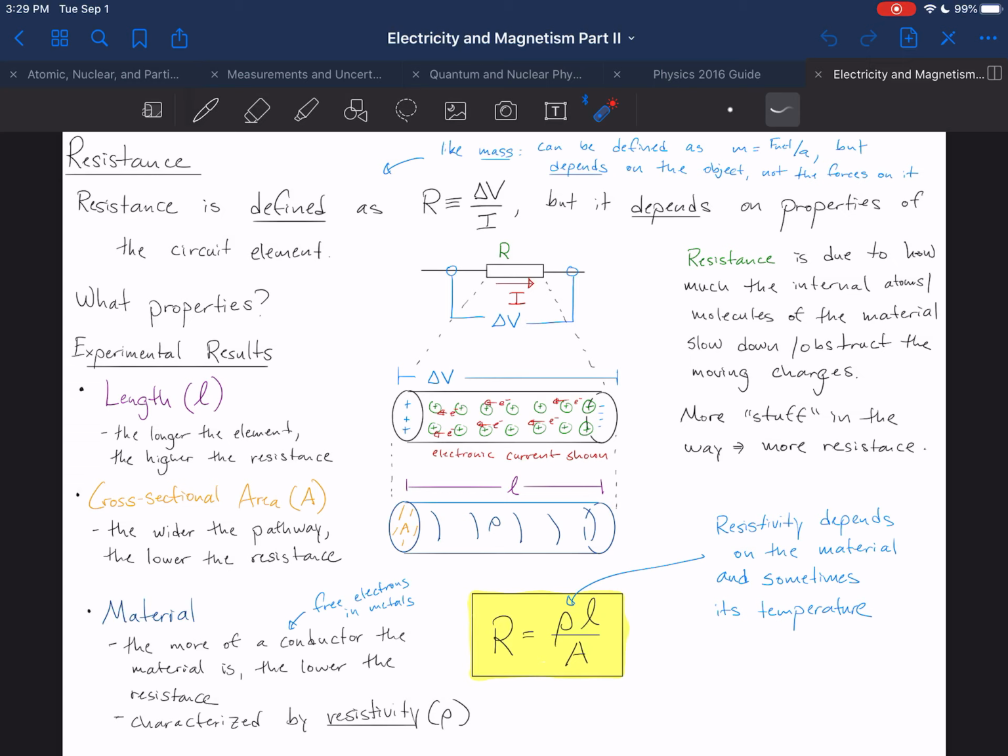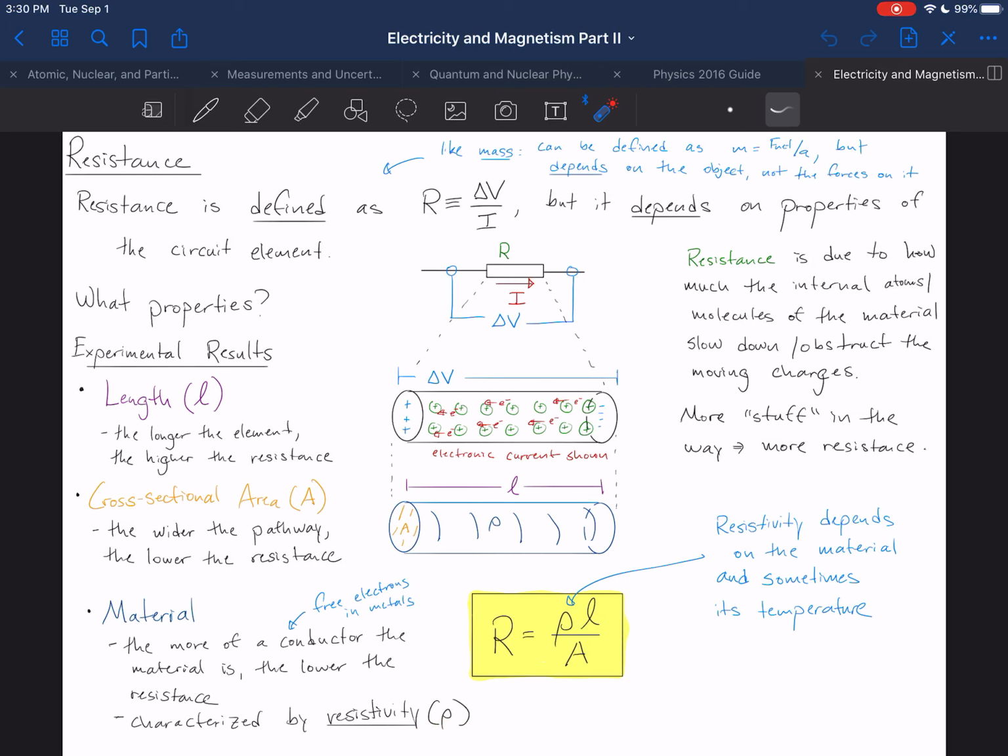And finally, the obvious candidate is the material. It matters a great deal what the material is made of. Is it a very highly conducting metal? Then it'll have a very low resistance. Is it a heavily insulating plastic? Then it will have a very, very high resistance. The nature of the material is characterized quantitatively by what is known as the resistivity. It's a formal term given the symbol rho.